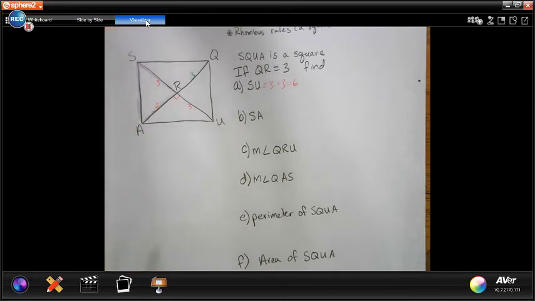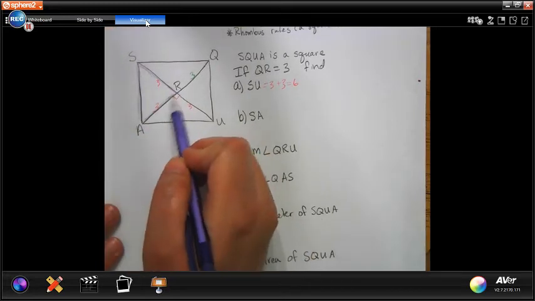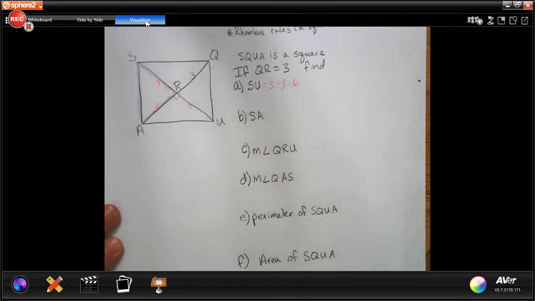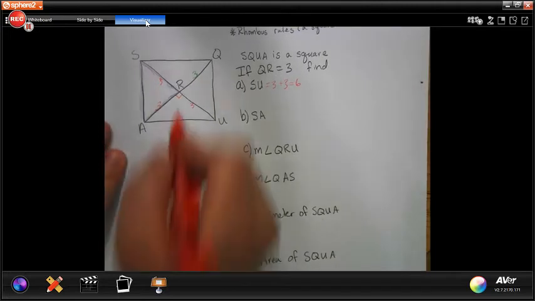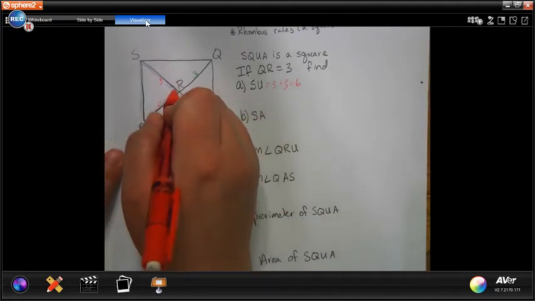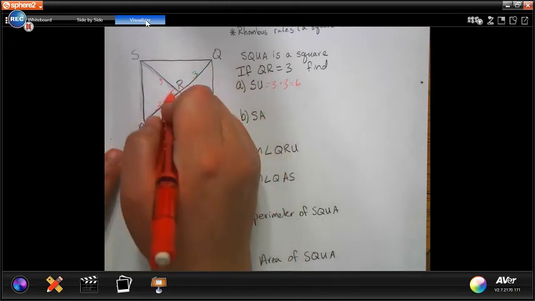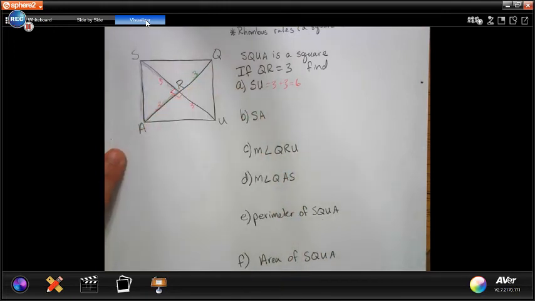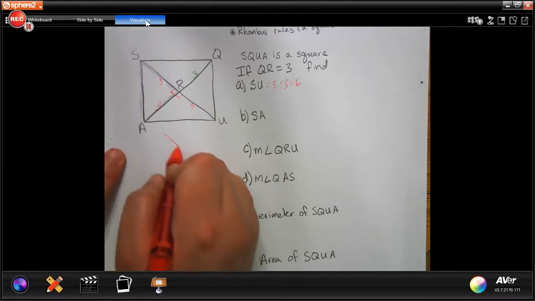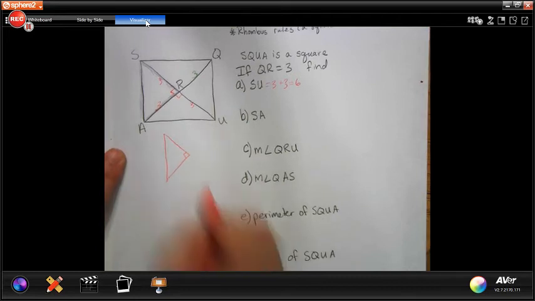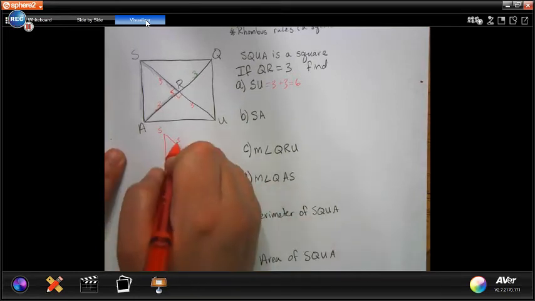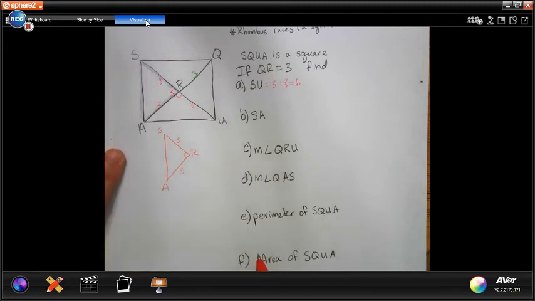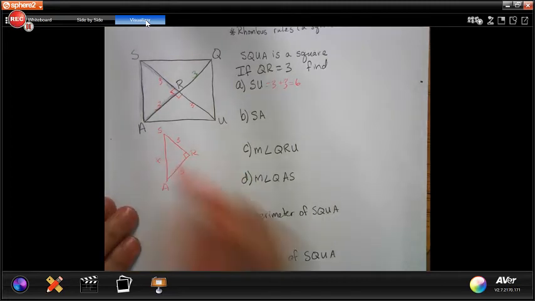Okay, so we're going to look at the triangle I colored the outline of. The angle inside, where the letter R is, is 90 degrees, because the diagonals are perpendicular. So, rhombus rules. If we look at that triangle, we have a 90-degree angle there. That's R. That's S. That's A. We know that this is 3 and this is 3. Okay? And we need to find this side.